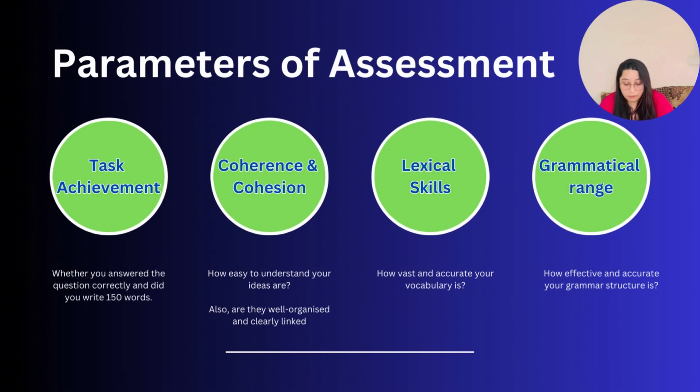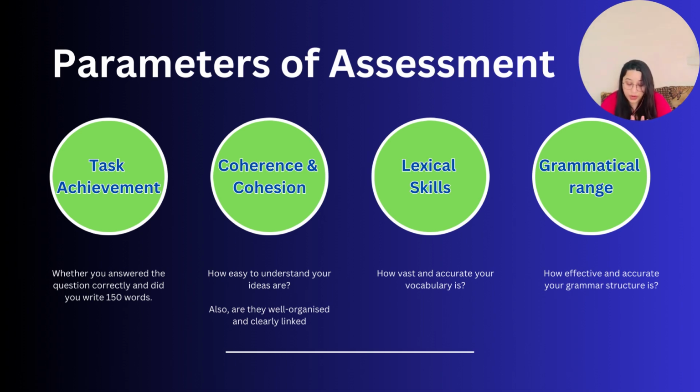Now, what are the parameters of assessment? There are 4 parameters of assessment on which your writing task, whether it is 1 or 2, letter, essay or report, is tested. So how is it checked? Number 1 is task achievement. Task achievement means whether you have answered the question correctly, which means did you understand the question and are you writing a relevant answer. Another point here is whether the 150 word limit is covered or not.